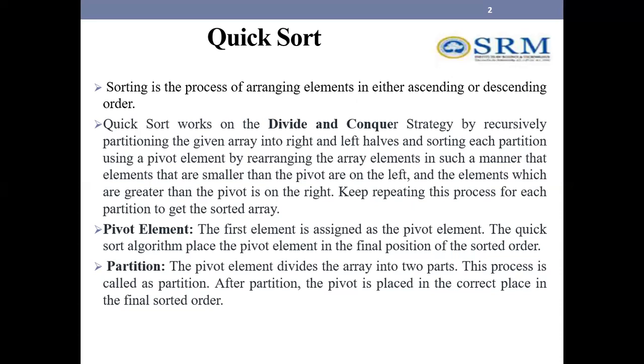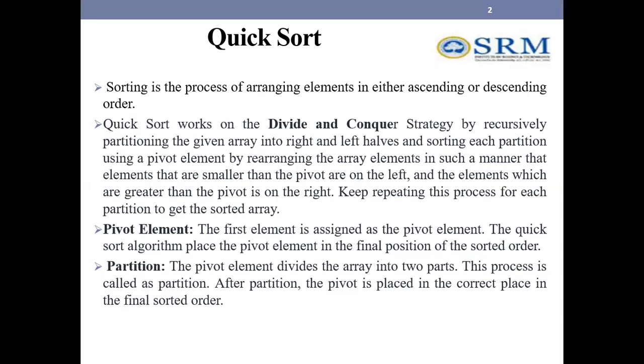And partition: the pivot element divides the array into two parts. This process is called partition. Here the pivot element is placed at some split point that splits or partitions the array into two halves. That is partition. After partition, the pivot element is placed in the correct place in the final sorted order.